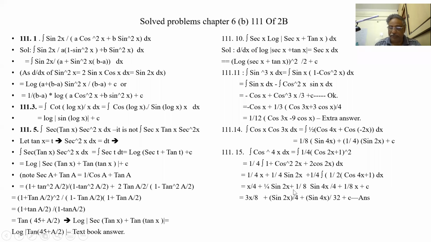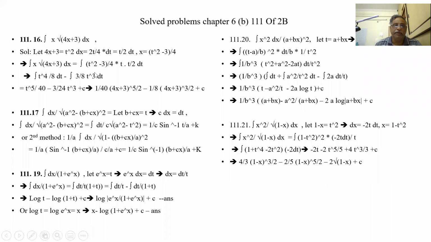So let us continue. Integral x root 4x plus 3. In all such cases, x root 4x plus 3, b plus cx, 1 plus e to the power of x, a plus bx, you put the bracket as t. So let us see. 4x plus 3 I am putting as t. Since root is there, I have taken it as t square.